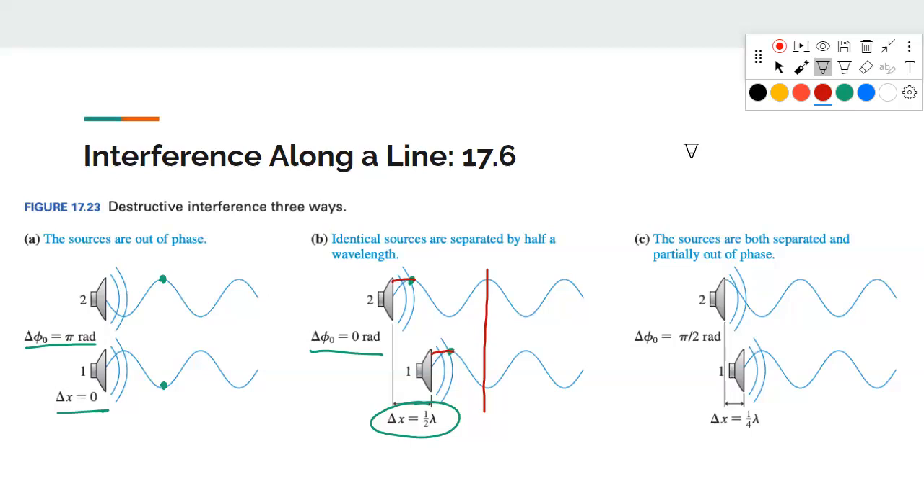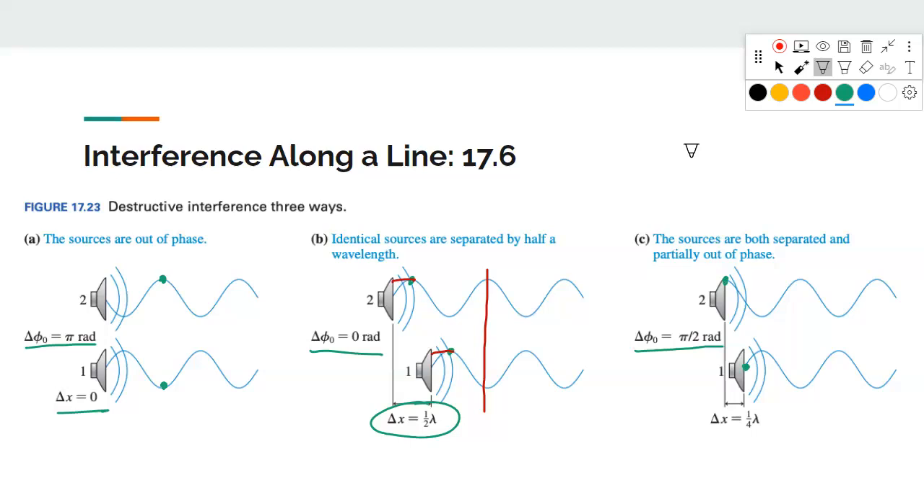And then in picture C, we have the mixed case, the general situation where there is some initial phase difference. So when this speaker is emitting a peak, this one is emitting at zero, like an increasing zero.